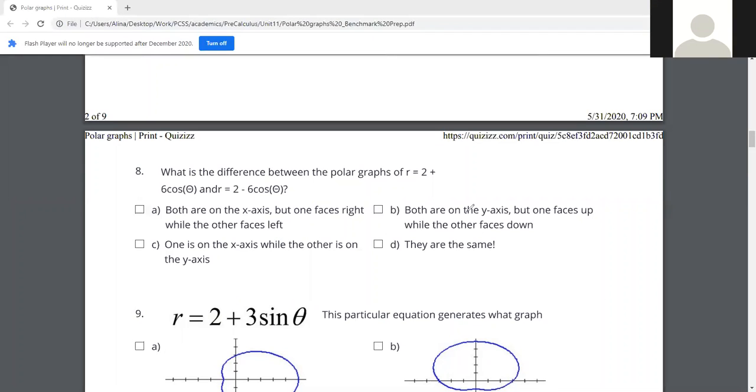Maybe they're facing different sides. Good, thank you so much. Thank you, let's analyze it now.